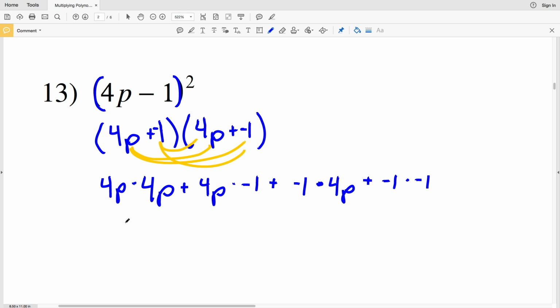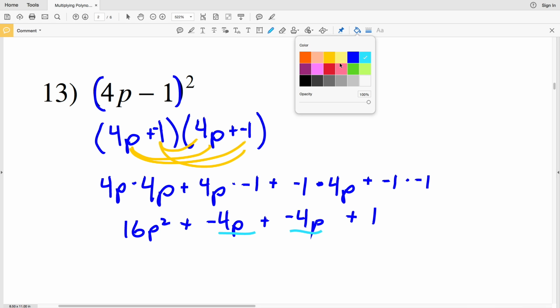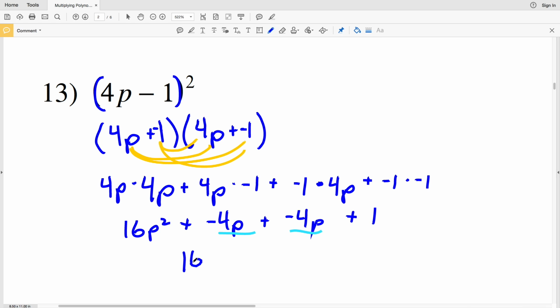4p times 4p, 16p squared. 4p times negative 1, negative 4p. Negative 1 times 4p is also negative 4p. And then negative 1 times negative 1 is a positive 1. We have to combine the like terms and simplify. So our final answer is going to be 16p squared plus negative 4p plus negative 4p, which is plus negative 8p. So we're going to subtract 8p, and then we're going to add 1.